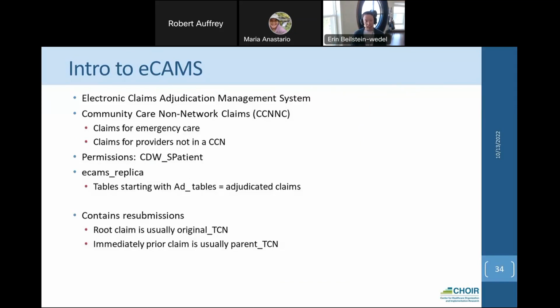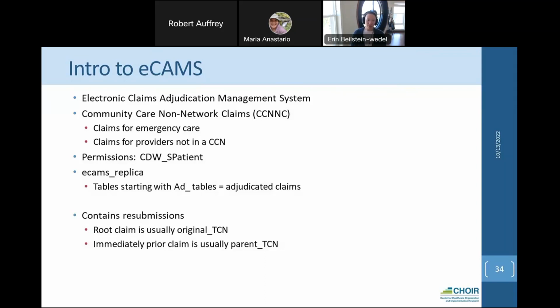The permissions are again CWS patient. You probably want to use the eCAMS replica schema, which is, you just have to remember, there's no eCAMS, I don't think. So I think it'll be pretty obvious once you see it. But you probably want to use tables starting with AD underscore because those are adjudicated claims. There are claims in the tables that don't start with AD underscore, but those get moved through pretty quickly, almost nightly. There's not a huge backlog in there. So it's usually just better to use the adjudicated claims because then you know that they were adjudicated.